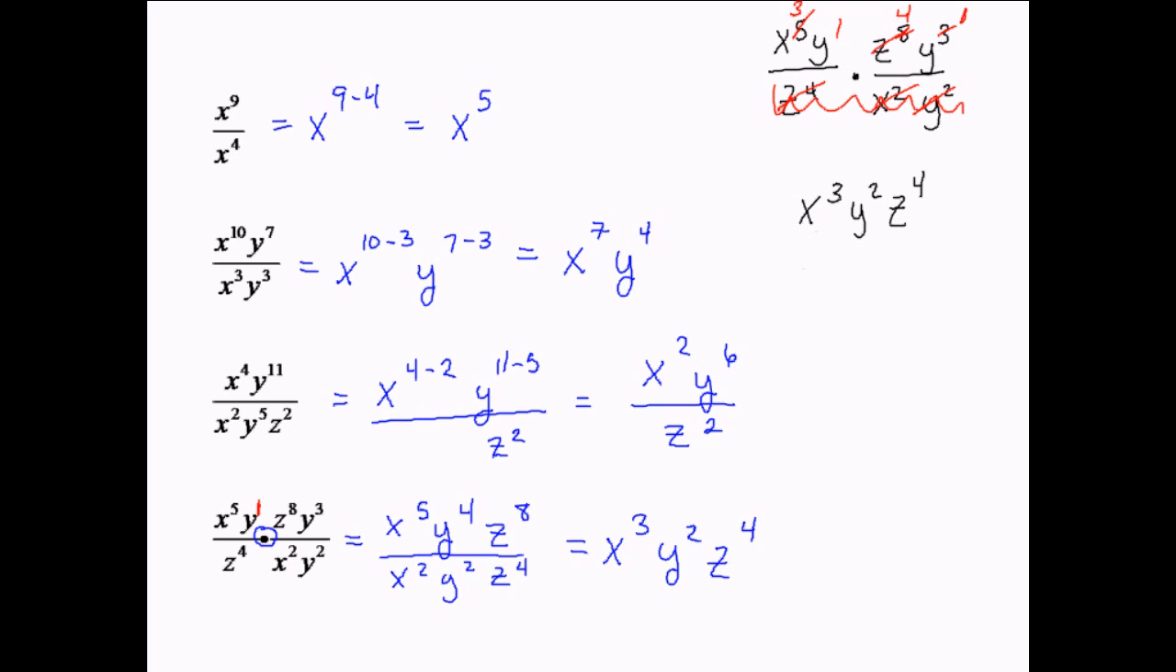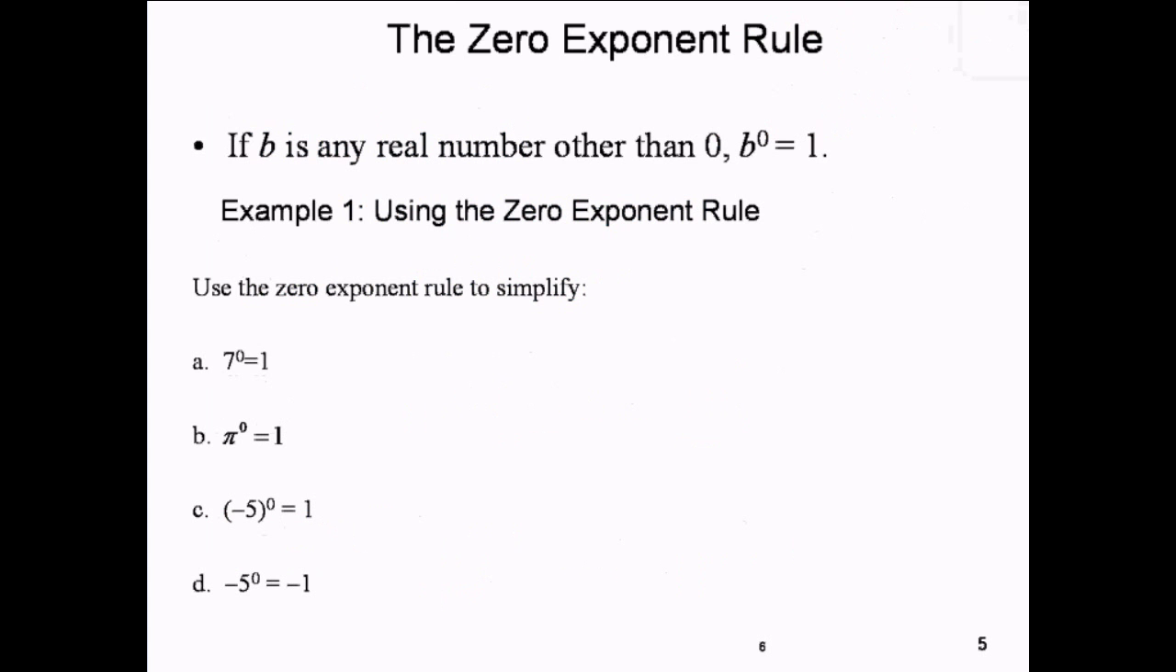Okay? If you have a 0 for an exponent, your answer is 1. Always 1. The reason it works is because if I have x squared divided by x squared, if I divide anything by itself, it's 1, right? 2 minus 2 is 0.